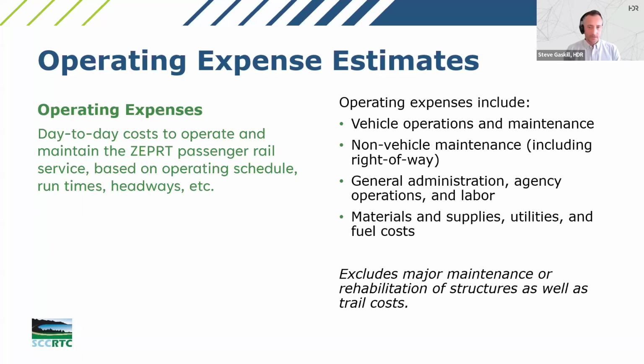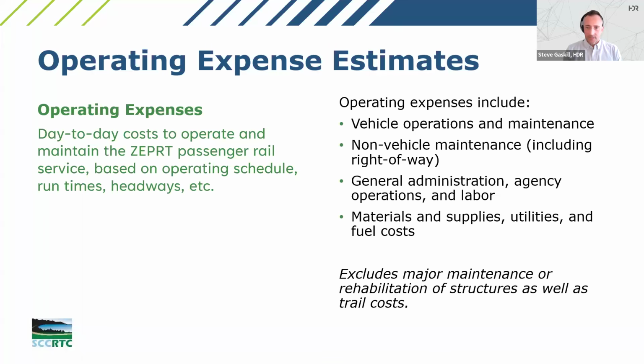So first, just to cover what is included in that. That's vehicle operations and maintenance, also non-vehicle maintenance, so any maintenance that needs to be done to the track along the right-of-way. This also includes general administration and operations, as well as the labor for operators themselves. And finally, materials, supplies, utilities, fuel costs, all of that. So all of that is included in the annual operating expense.